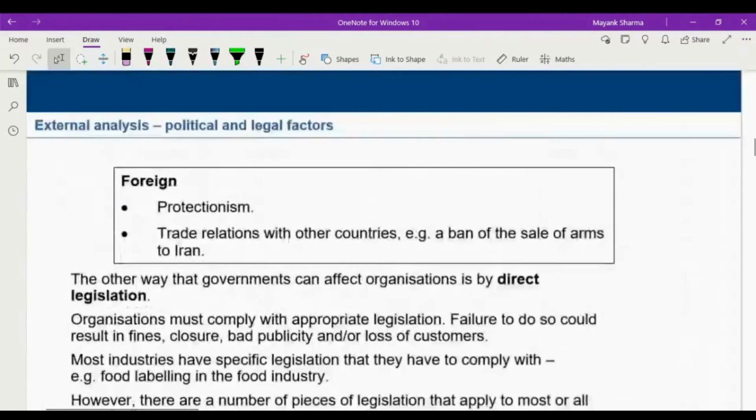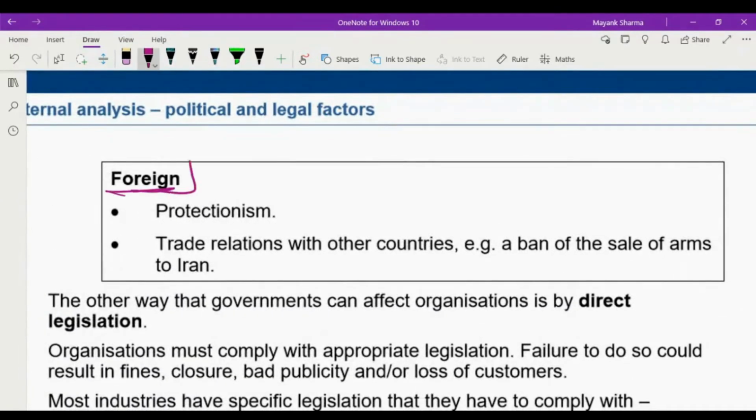There's one more, foreign policy. Government's foreign policy will impact businesses to a very great extent. Government foreign policy, if it is of protectionism, which is known as an inward looking strategy.